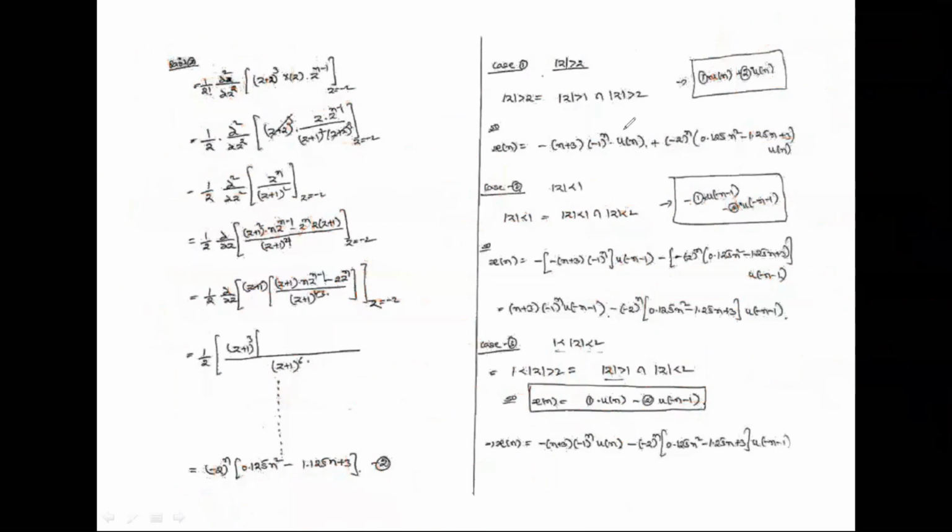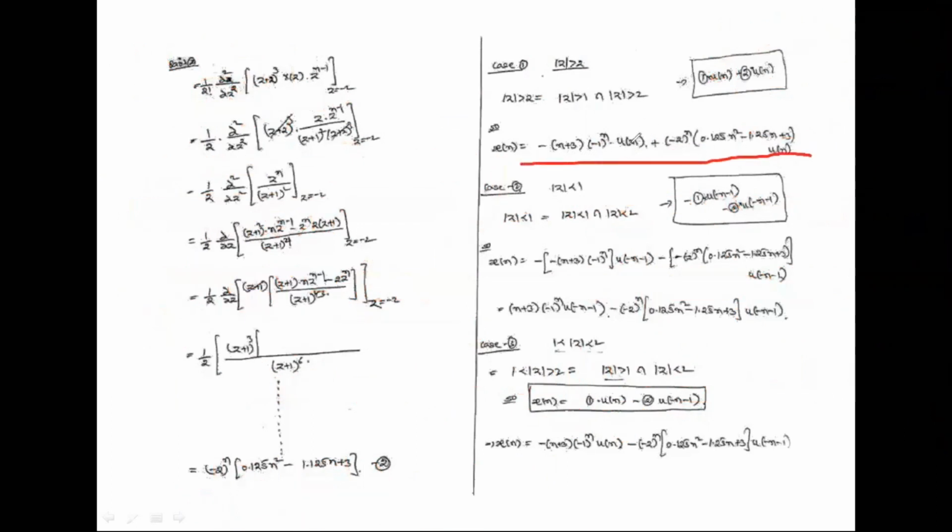This is not the 1.25. Modify this to 1.125 n. I also wrote the wrong value here. Minus 1.125 n. This is the final answer we got, and you can add this function with the previously got first part, minus of n plus 3 minus 1 whole power n u of n. Got it? So these are the two parts we got.